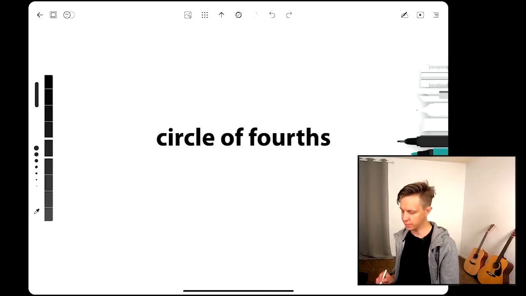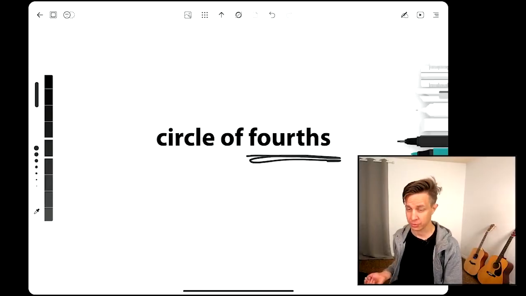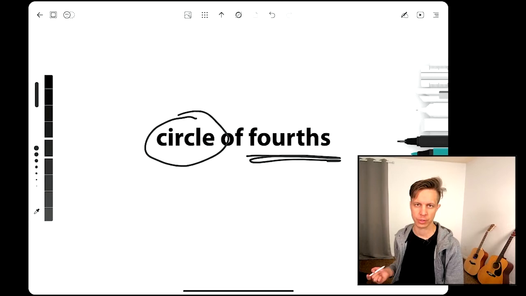In music theory, you hear people talk about a special pattern called the circle of fifths all the time. But what is the circle of fourths? It sounds like the circle of fifths. And why are these patterns always circles? Well, these patterns form circles because music is inherently cyclical.